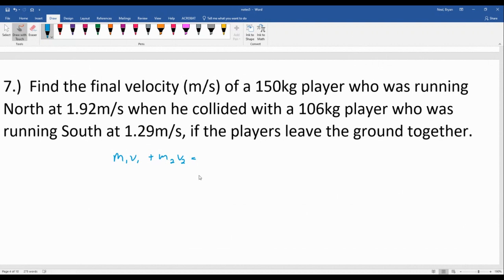So the ones we had before were called elastic collisions. So think elastic like rubbery, stretchy, bouncy. That's when things run into each other and then separate again. But this one is inelastic. So they don't bounce away, they leave together.